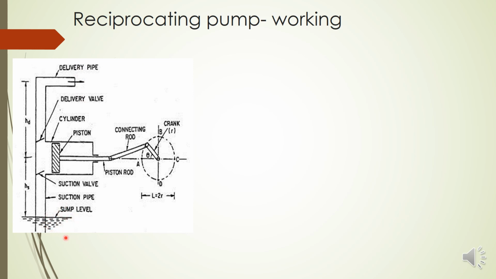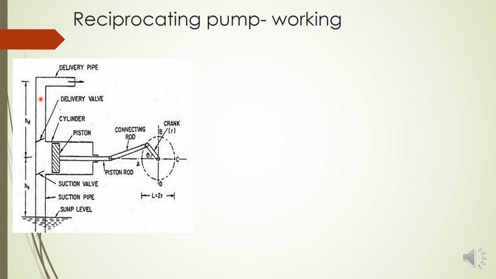The sump is open to atmosphere, so the pressure will be more or less atmospheric pressure. Here the tank is also open to atmosphere, so here also the pressure will be atmospheric pressure. So that means these two regions are at more or less the same pressure. In fluid mechanics we know that a fluid will flow only from a high pressure region to a low pressure region.